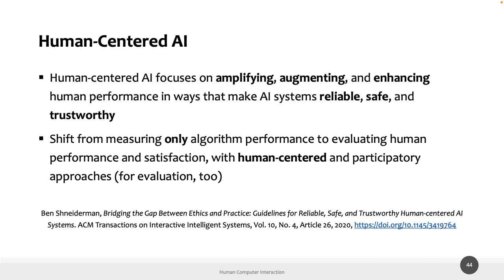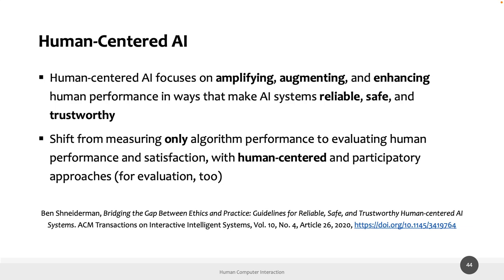And the definition is by Ben Shneiderman, one of the founding fathers of human-computer interaction in the United States. The definition says that human-centered AI, and while reading this, think about automation versus augmentation, focuses, which is the goal, on amplifying, augmenting, and enhancing human performances, whatever they are, in doing a specific task.